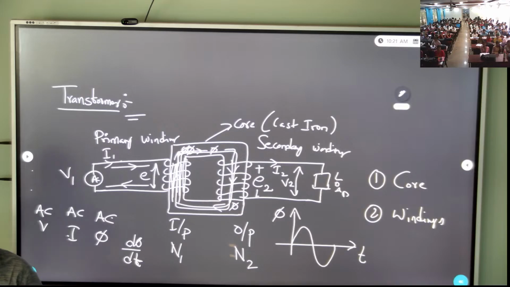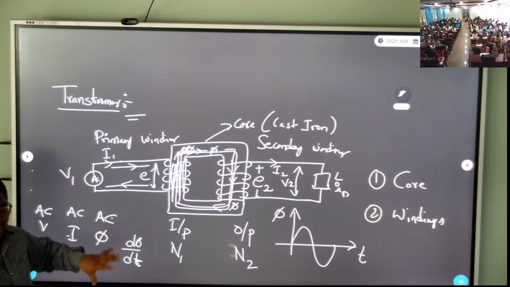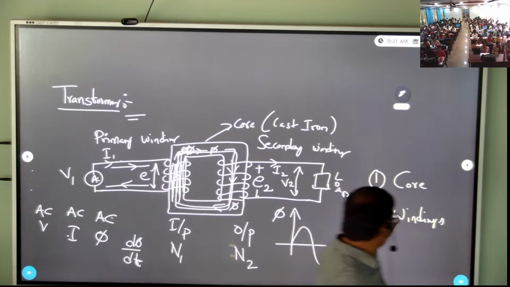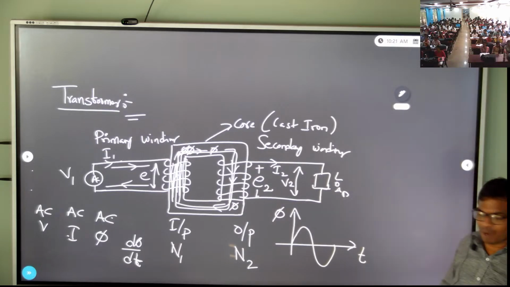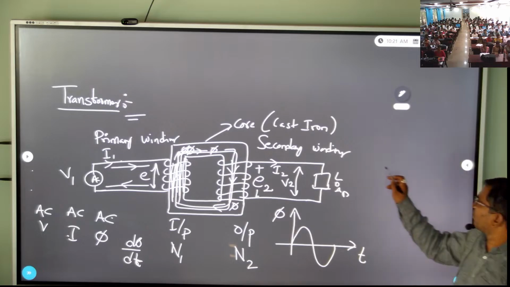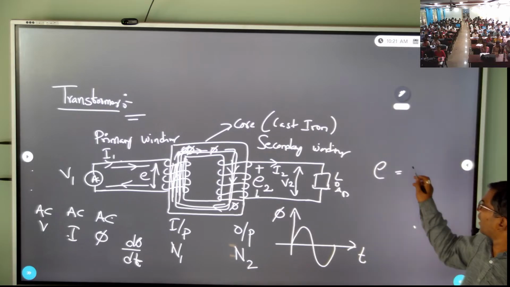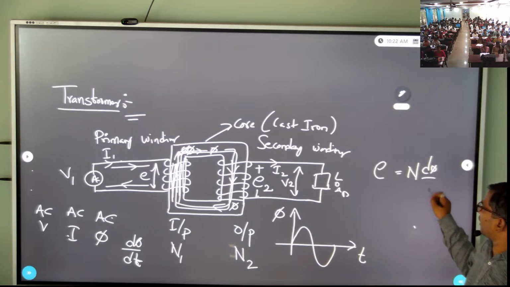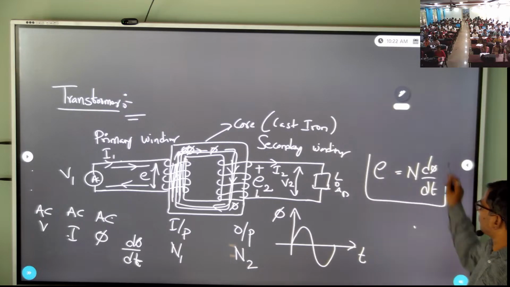What is the function? Why is flux required? In order to induce an EMF, d phi by dt. So this can be written in the basic formula, not the EMF equation, the basic formula. The basic formula of Faraday's laws of electromagnetic mutual induction is E is equal to N d phi by dt. It is the basic formula.